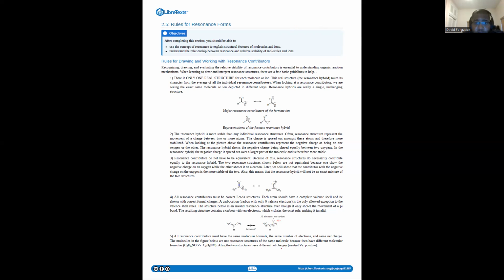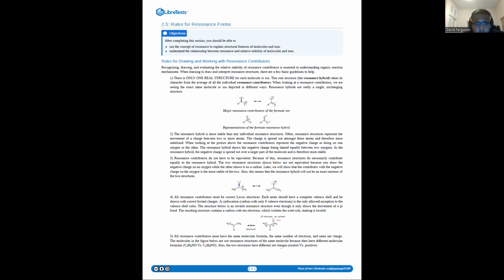When learning to draw and interpret resonance structures, there are a few basic guidelines to help. It says there's only one real structure for each molecule or ion. This real structure is the resonance hybrid. It takes its character from the average of all the individual resonance contributors, or alternative Lewis dot structures. So when looking at resonance contributors, we are seeing the exact same molecule or ion depicted in different ways. Resonance hybrids are really a single unchanging structure. Okay, and don't confuse resonance structures with tautomerism.